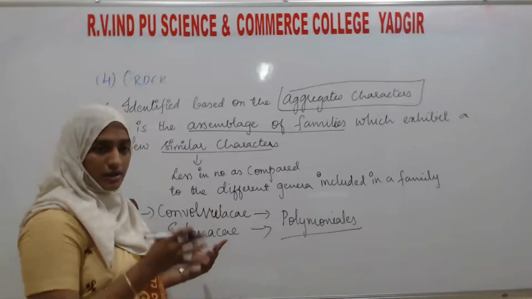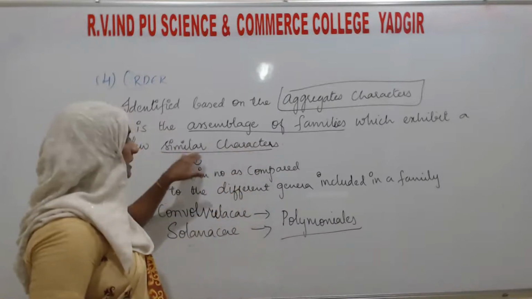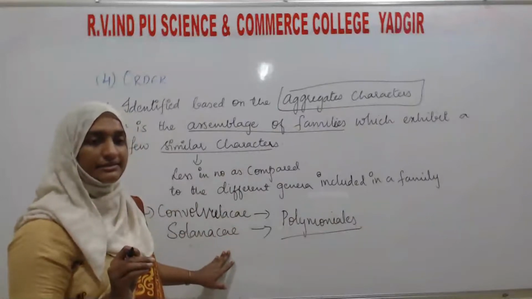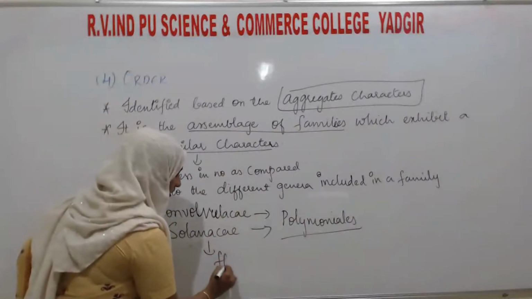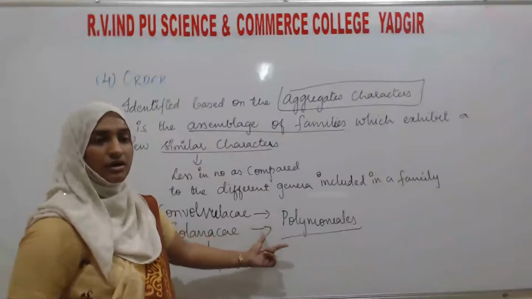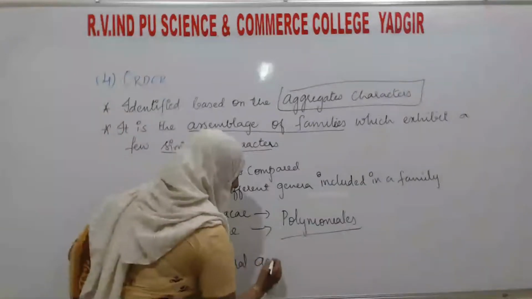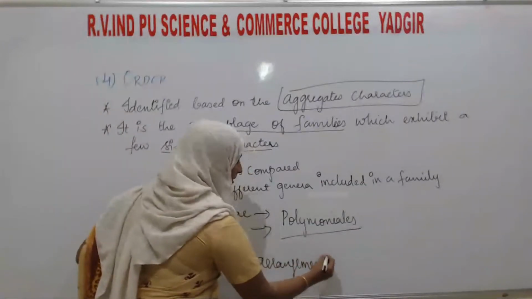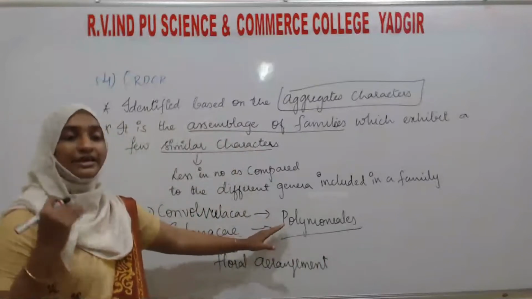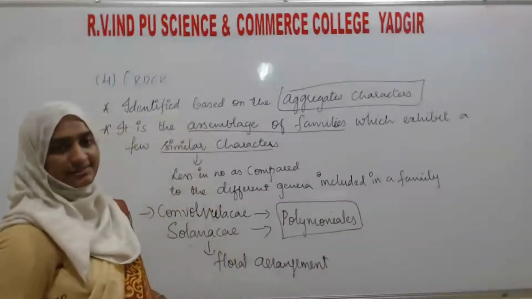They are grouped in one order, that is Polemoniales, which exhibits similar characters. They have some similar character. Here their floral arrangement is the same. On what basis have they been grouped under the same order? That is floral arrangement. Their flower arrangement is similar. If the flower arrangement is the same, then they are considered in a category, that is the order, and the name of that order is Polemoniales.